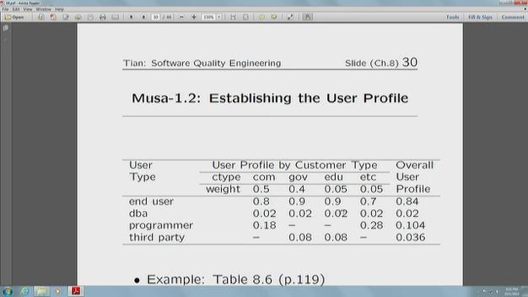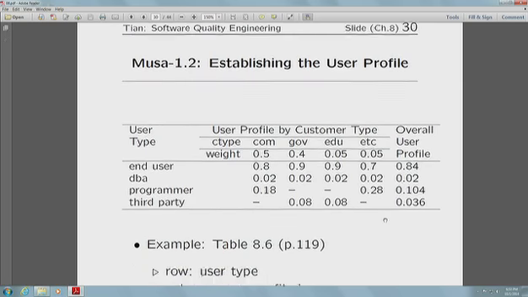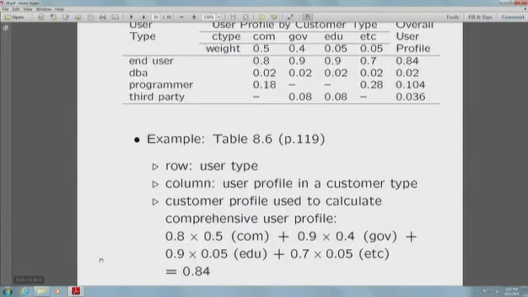If you're simply averaging them, then you lose the whole idea and the whole essence of usage-based testing. So you want to weigh them by this weighting factor, or their customer profile. So when you calculate this one, it is 0.8 times 0.5, plus 0.9 times 0.4, plus 0.9 times 0.05, plus 0.7 times 0.05, and you get this 0.84. Okay, so this is how you calculate this thing.